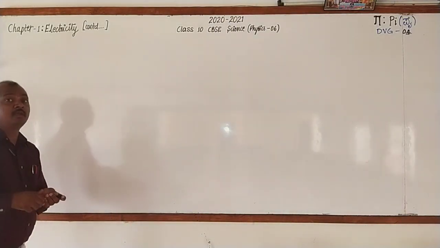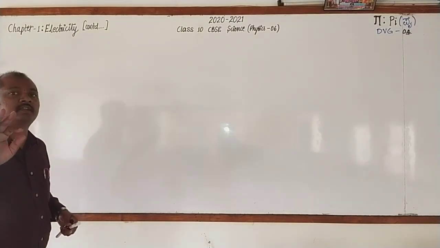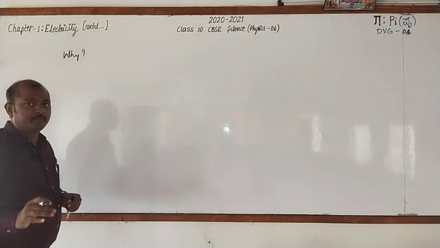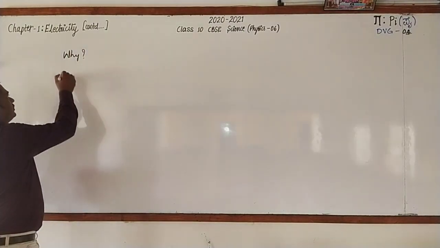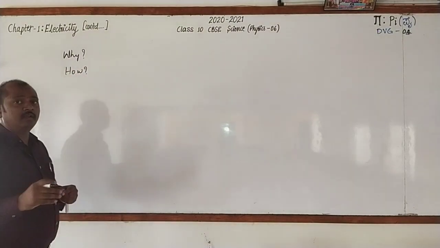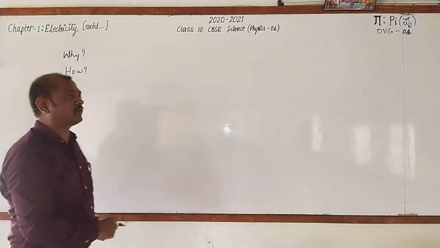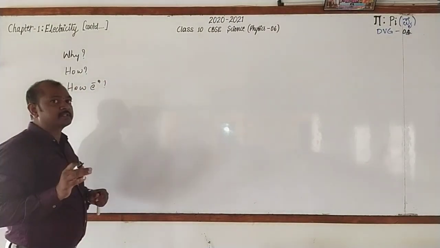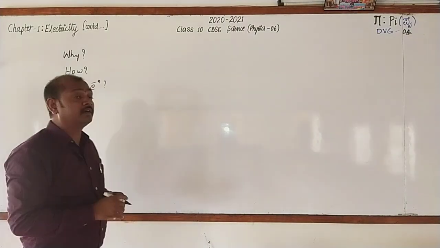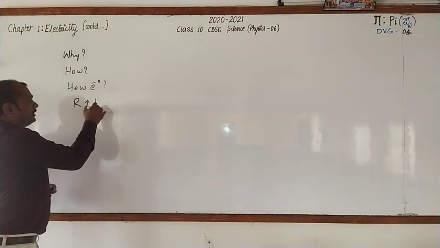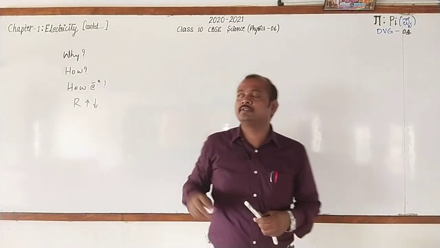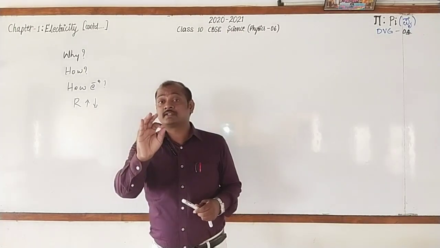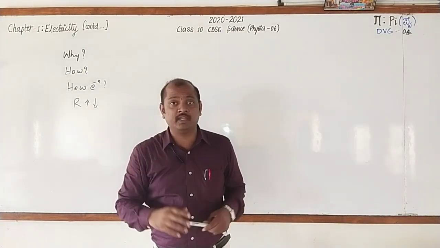The very first one: why are resistors connected in different ways? Then, if so, how are they to be connected? Then after connecting, how will be the movement of electrons? Then this electron movement will be responsible for variation of the resistance, is it not? Yes. Now, let us recall these interesting points. The very first one: why are resistors connected in different ways?